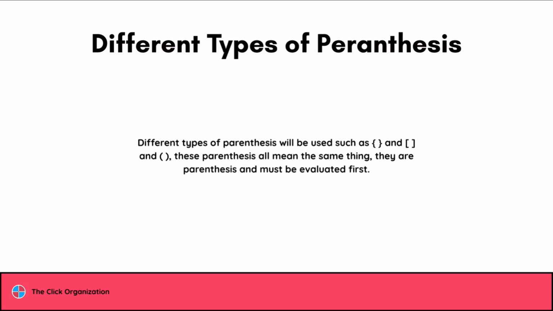Let's start with this. Different types of parentheses. This is my first note about the order of operations. If we have different types of parentheses, I'm going to read this for you. Different types of parentheses will be used, such as the big parentheses, the medium parentheses, and the small parentheses. These parentheses all mean the same thing. They mean multiplication in most of the operations. They're parentheses and must be evaluated first. So no matter which of them you have, you're going to evaluate the parentheses first.